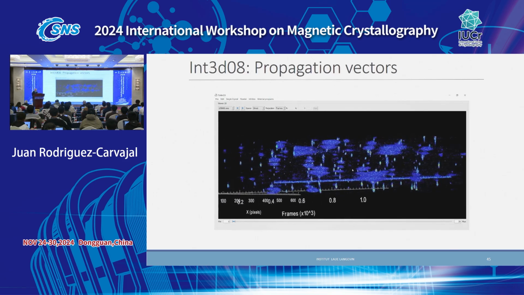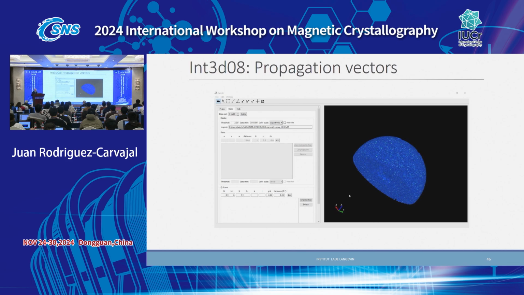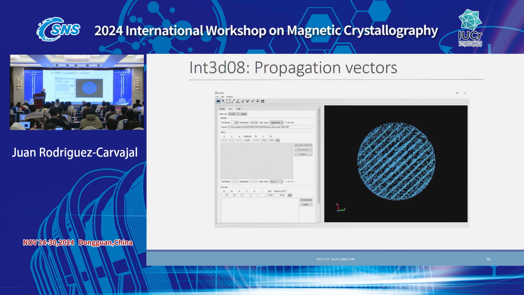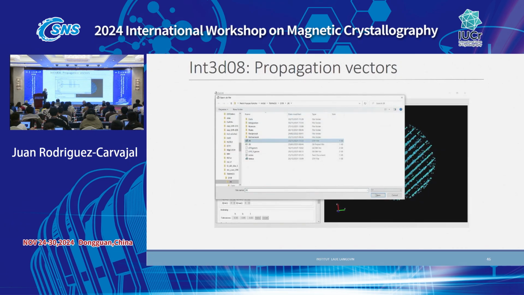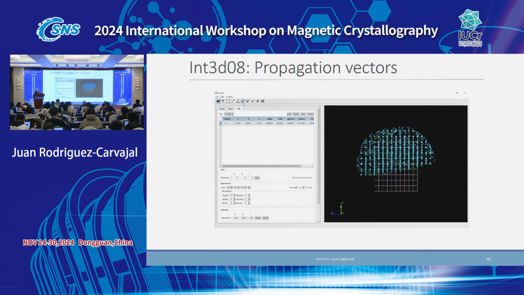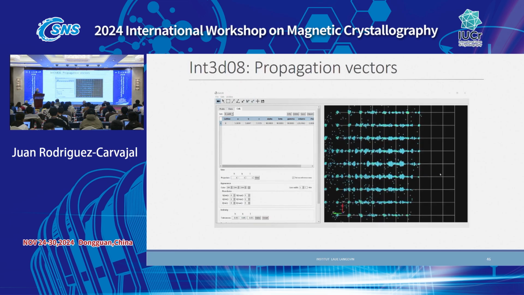This is what I have done. I came back. You will see this is the complete data collection that we did, and you see that they are not streaks, they are really reflections, but very close to one another. You have broad peaks, which are not in the position of the lattice. There are several propagation vectors here.